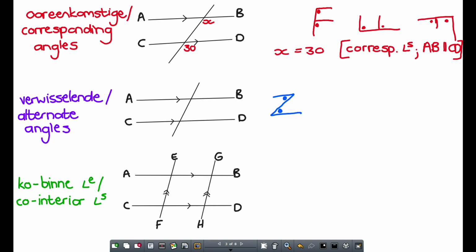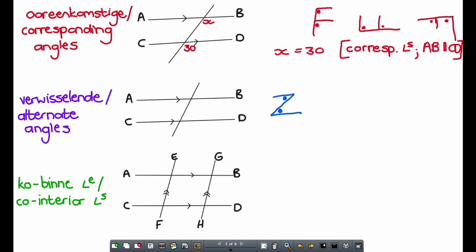So, I'm going to quickly show you and then delete again. As ek hier 'n Z sou gaan maak, dan gaan daai hoekie en hierdie hoekie ewe groot wees, né? Or I can make the Z the other way around. I can make it like this, which means that that one and this one will be the same size, né? Goed, so kom ons kyk gou-gou.